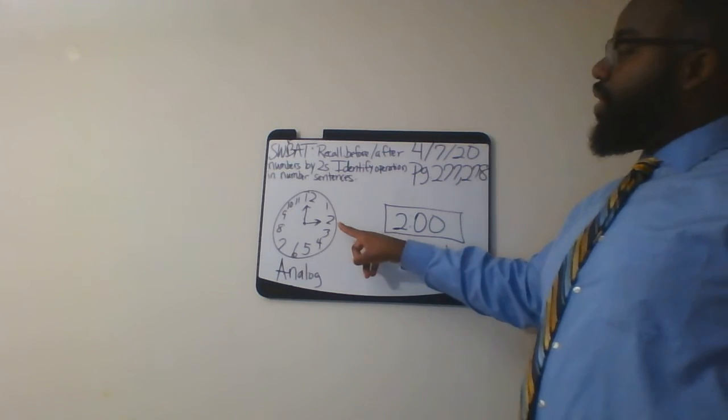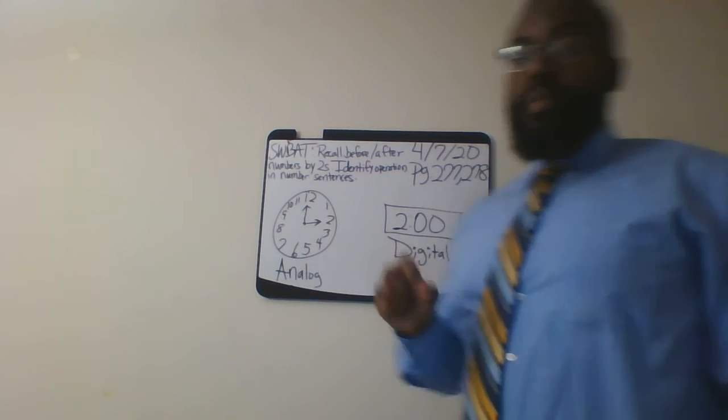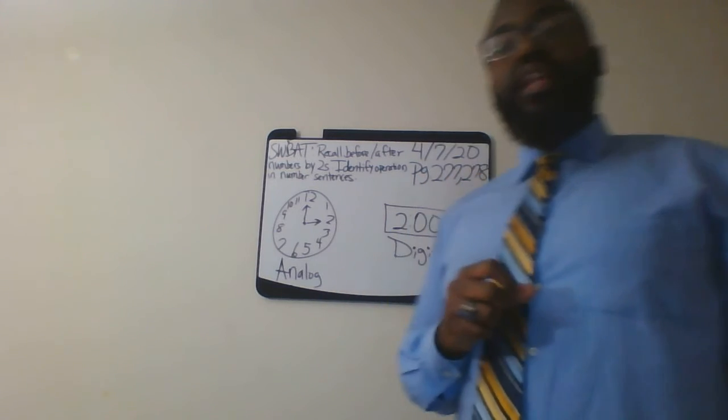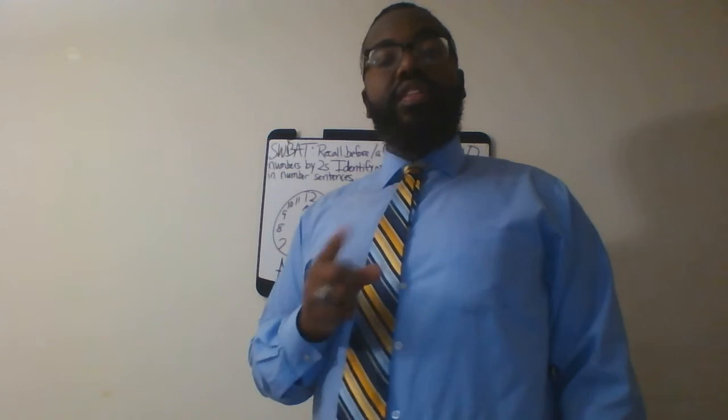Notice the analog is pointed at 2 o'clock and the digital is 2. So both of them will be the same exact color that you color. Okay? So make sure you look at each clock, then you can tell which color to color that problem.